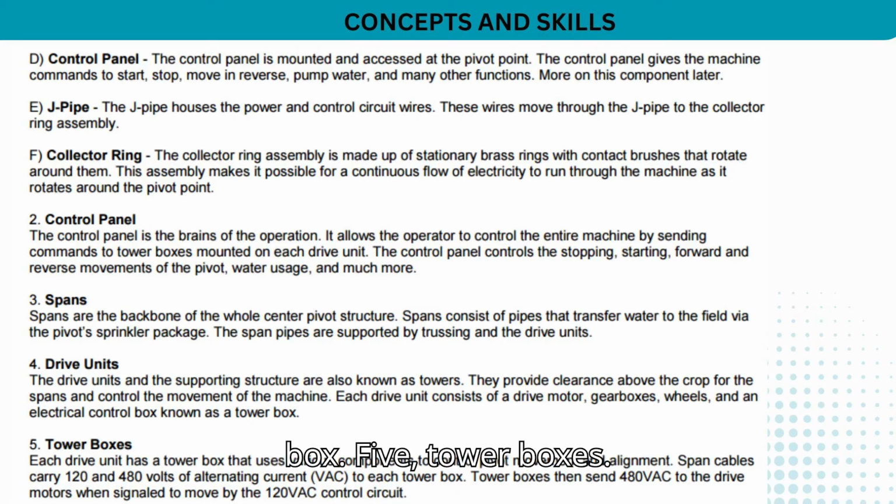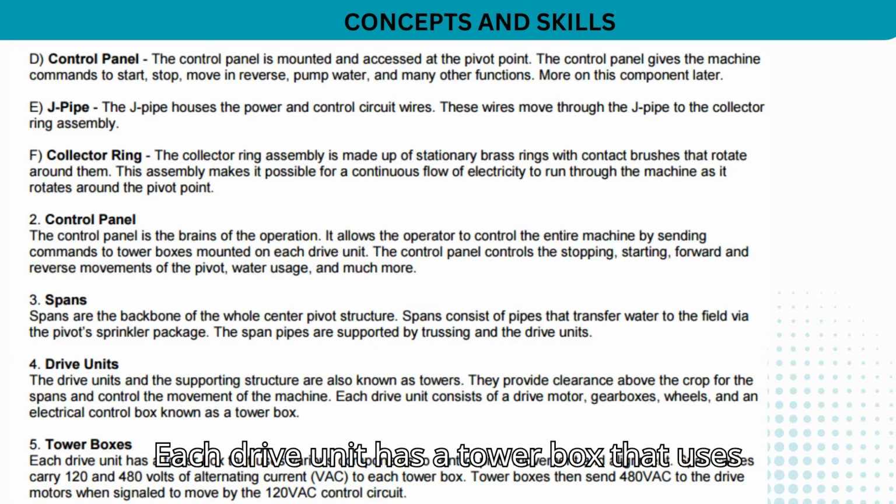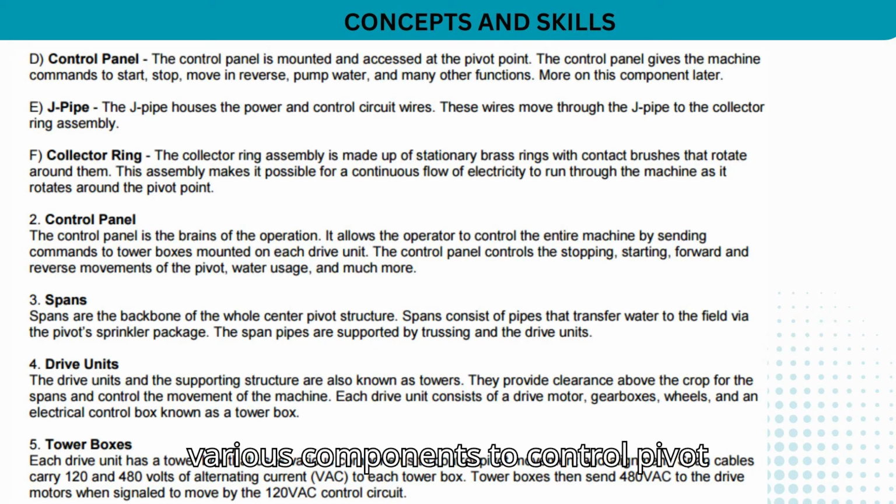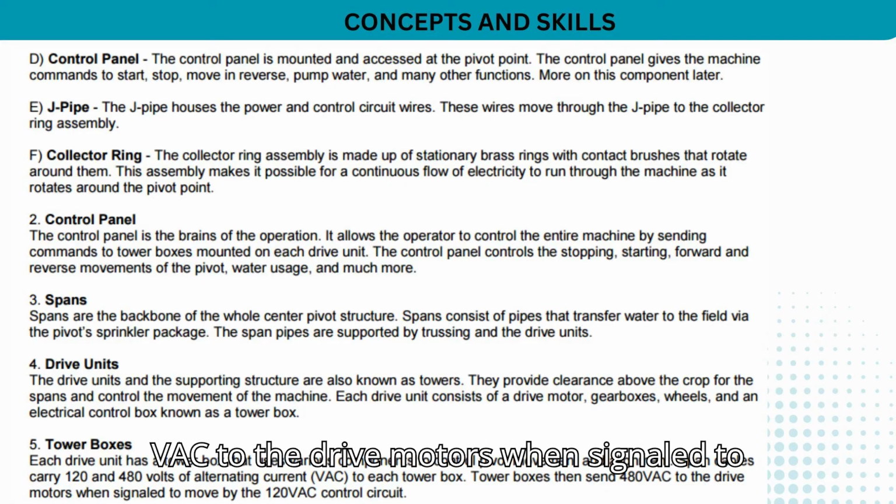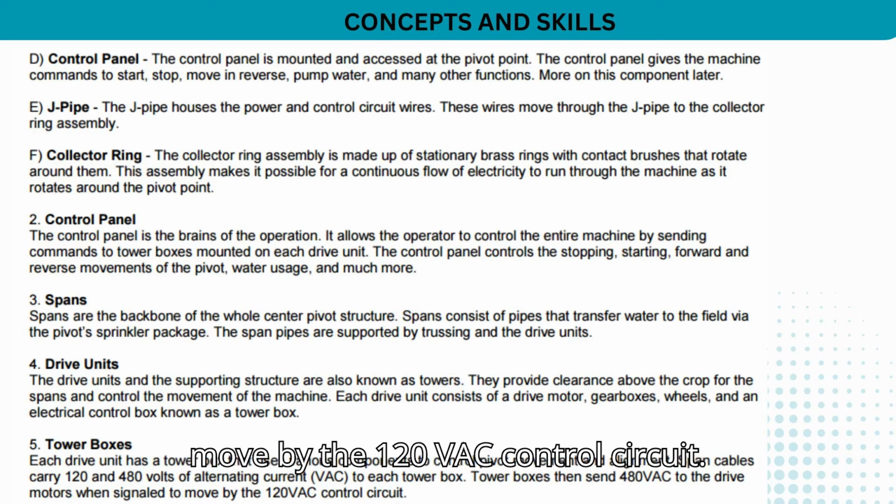5. Tower boxes. Each drive unit has a tower box that uses various components to control pivot movement and alignment. Span cables carry 120 and 480 volts of alternating current, VAC, to each tower box. Tower boxes then send 480 VAC to the drive motors when signaled to move by the 120 VAC control circuit.